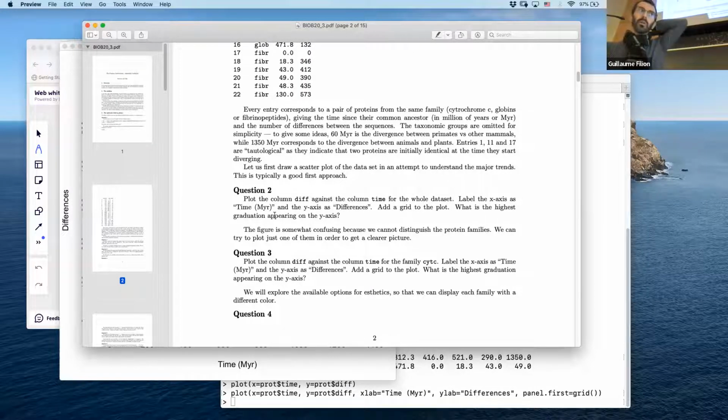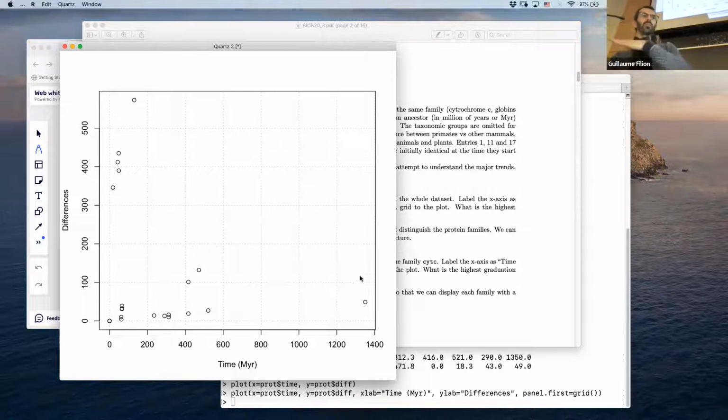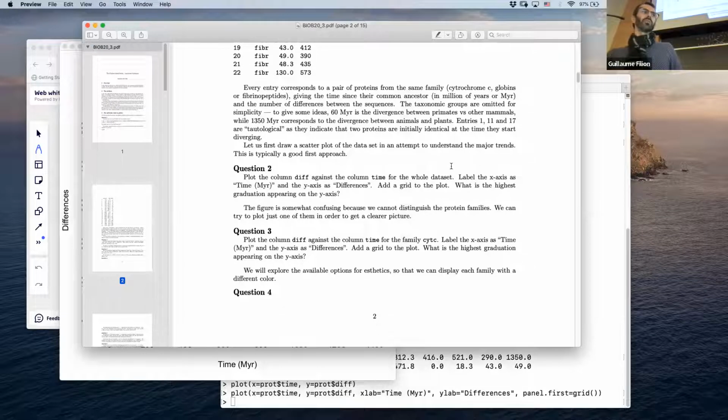Okay, so the figure is somewhat confusing because we cannot distinguish the protein families. We can try to plot just one of them in order to get a clearer picture. So yeah, sure, very nice, but are these points here from the same protein family, or do we have just like plenty of different protein families? Or are these guys from the same protein family? We don't know. Okay, we'd like to believe that maybe each more or less aligned set of points is one protein family, but we can't know. We have to get that information before we conclude. So the graph is still very confusing.